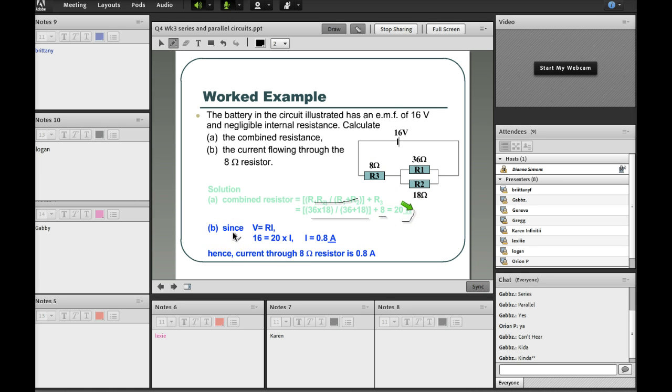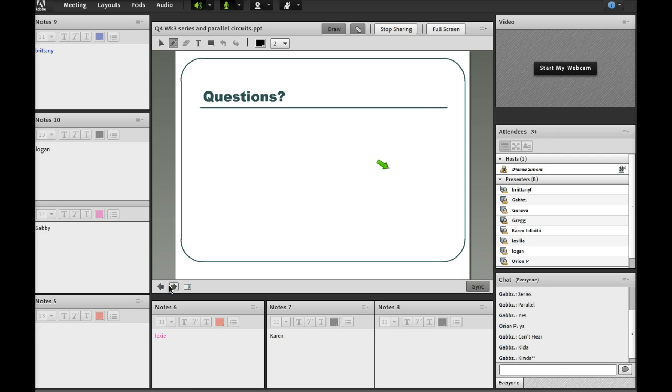The next question is, what's the current flowing through the 8 ohm resistor? So right here, it's just 16 is equal to 20 times the current, so it's 0.8. And the reason that it's 0.8 is because whatever the current is here, remember there's no other place for it to go. Okay? That's it.